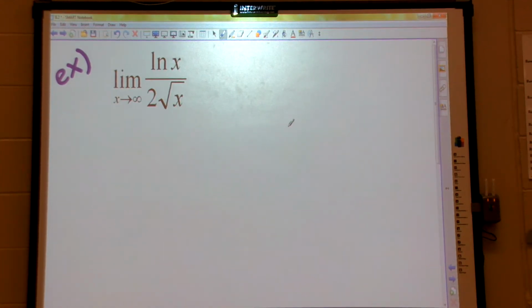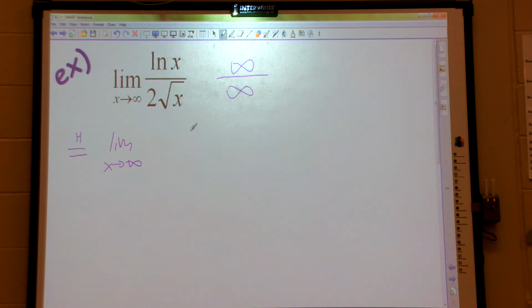Okay, so if I were to plug in, and I use that term loosely, what do I get? Right, if I take the natural log of really big, I still get infinity, right? Yeah. Here I get infinity. So I have an indeterminate form of infinity over infinity. So it equals, put a little h for L'Hopital's, limit as x goes to infinity.